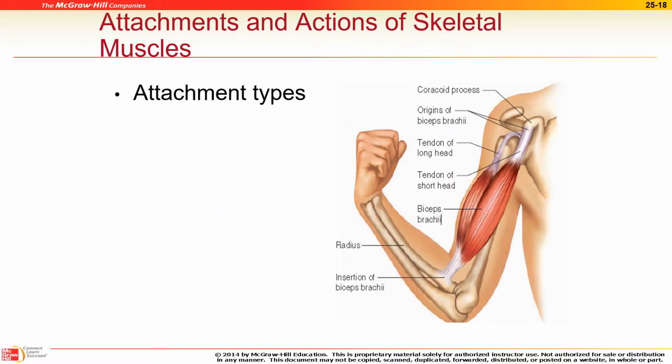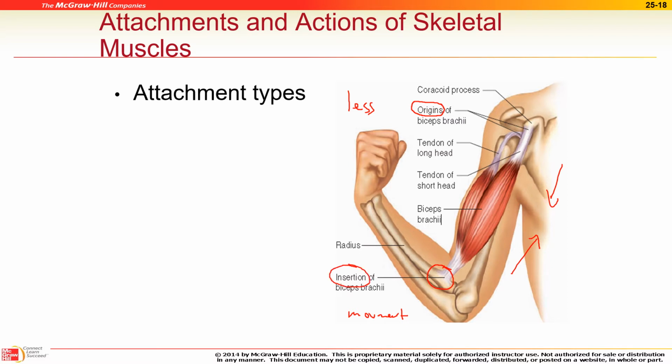Attachment. Where the muscle starts, they call it the origin. That's where there is less movement, right? Now when the muscle contracts, when the muscle gets smaller, this hinge right here, the elbow, gets smaller. So where there is movement, that's going to be called the insertion.